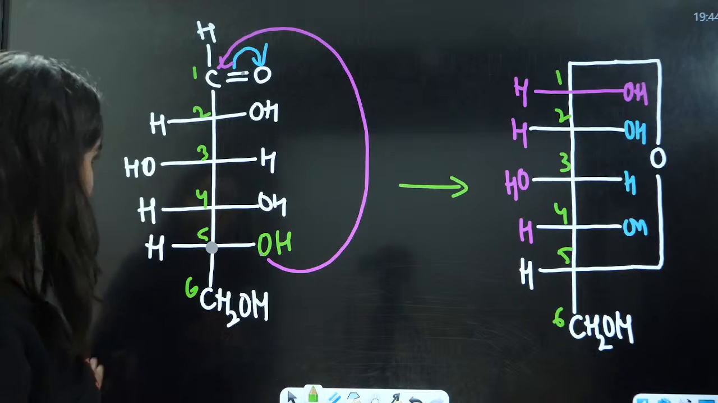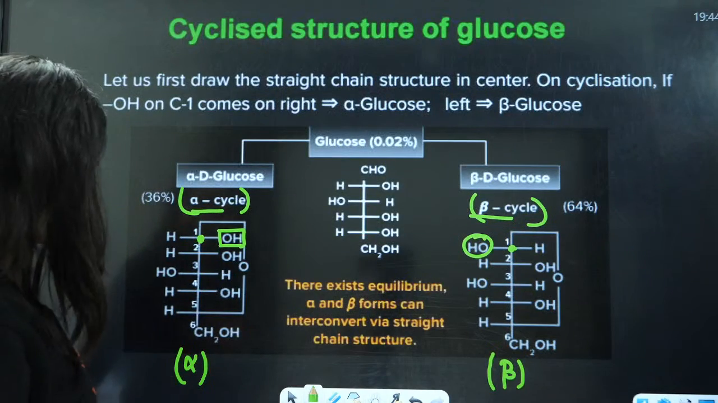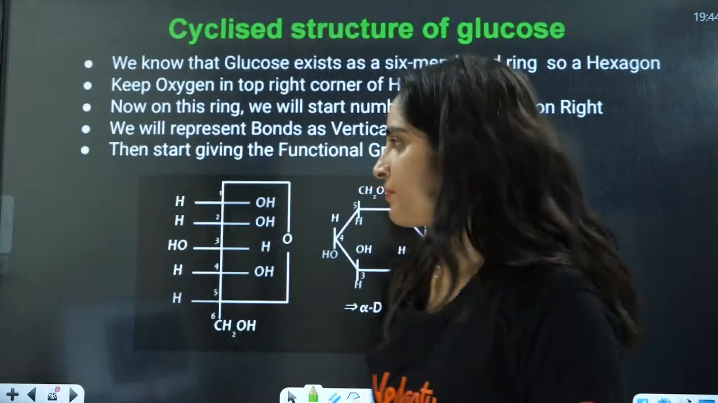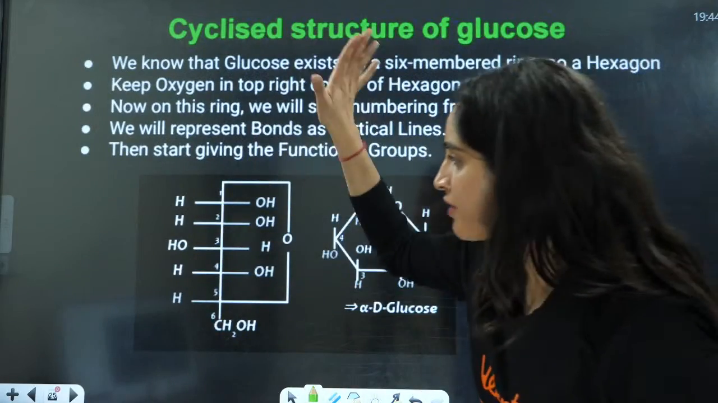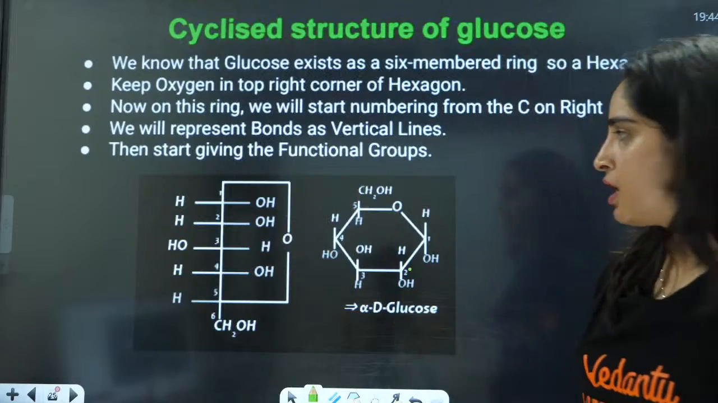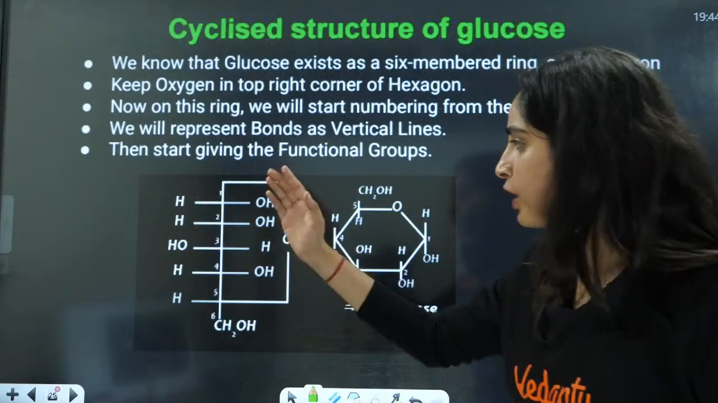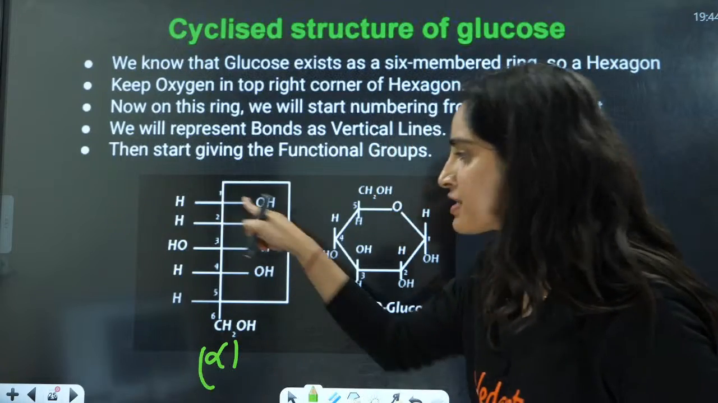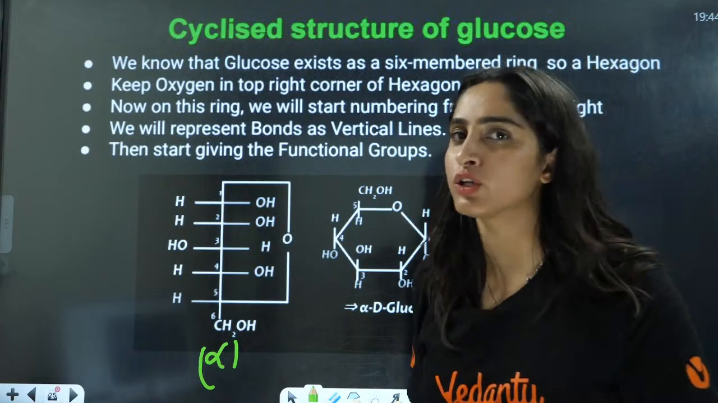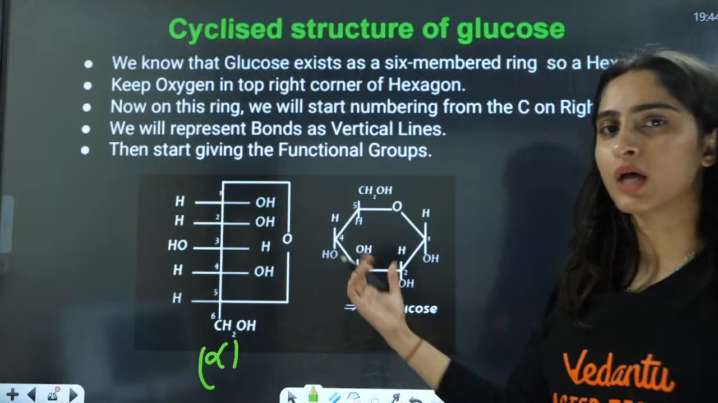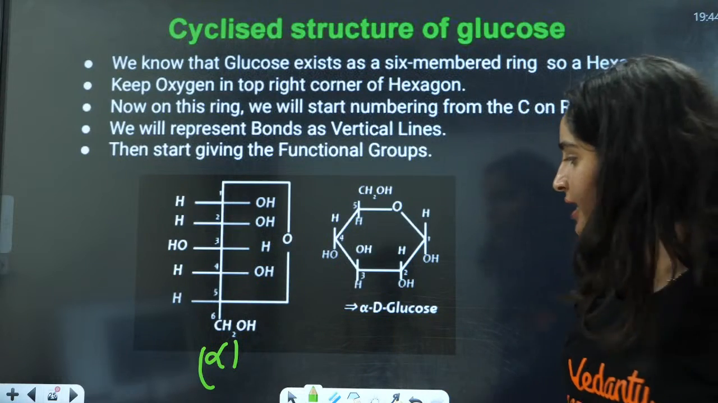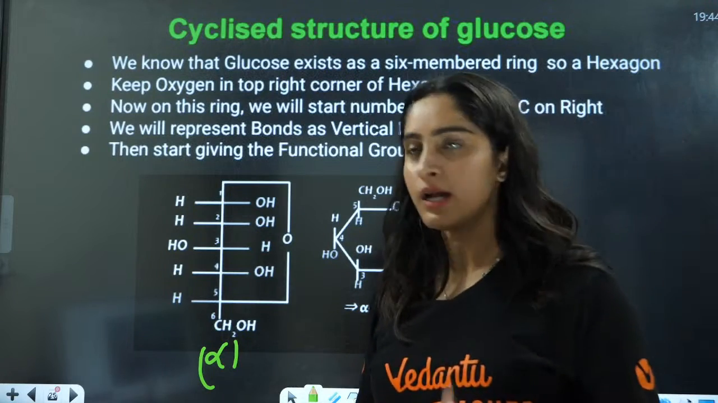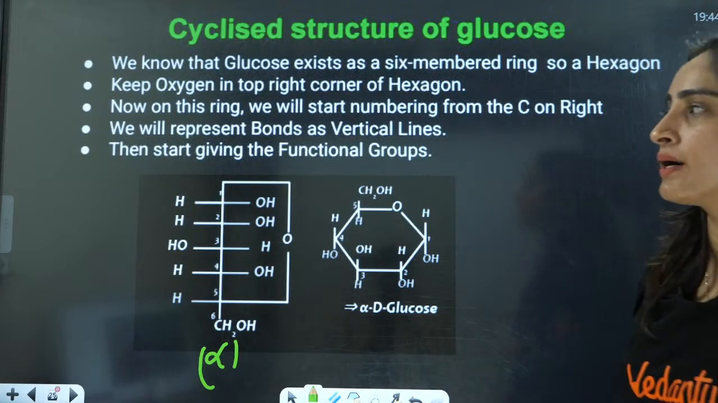Okay, now next is the cyclic structure. Now how do you convert this one to this one? You know how to draw this. Now convert the alpha one. This is the alpha one of the first carbon. At the first carbon you have OH on the right side. Convert this into the cyclic form, right? So now how can you do this? Just draw a 6-membered ring here. Everybody just draw a 6-membered ring here.